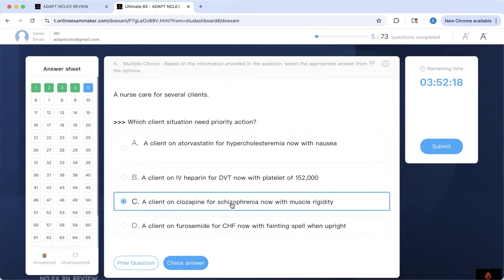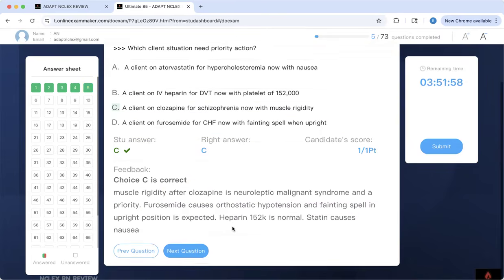Atorvastatin for cholesterol, you're going to have nausea. Priority, if you have dark stool, dark urine, then I know that you have rhabdomyolysis or muscle pain. Furosemide, you're going to get dehydrated, therefore you're going to have what? When you get upright, you feel like you want to faint. Orthostatic hypotension, get up slowly. Therefore, that's your right answer.